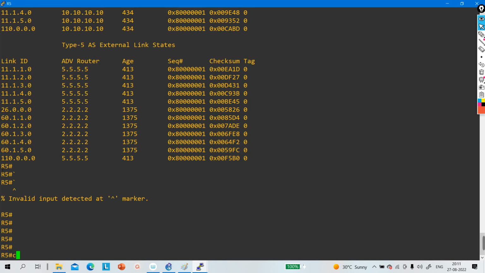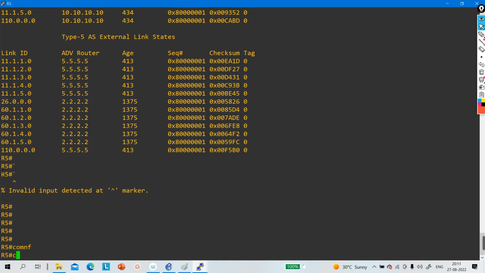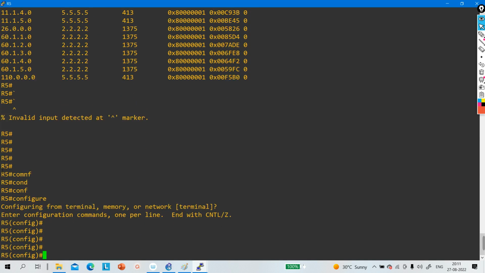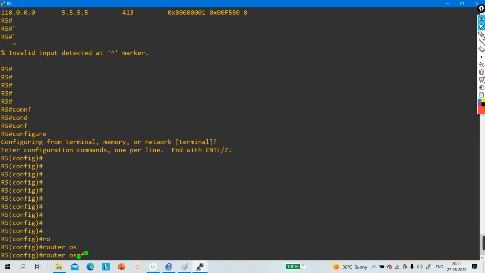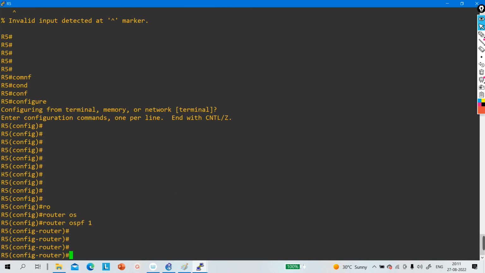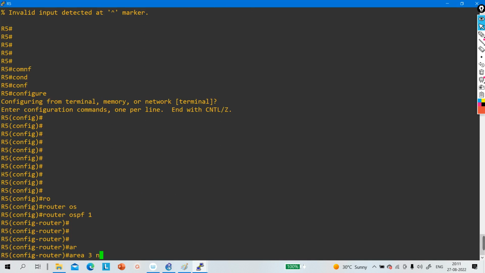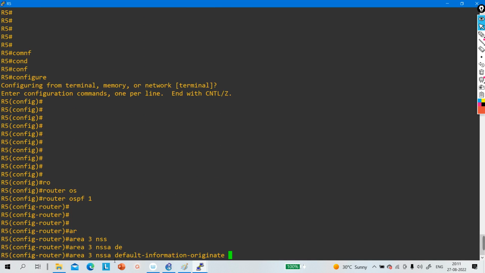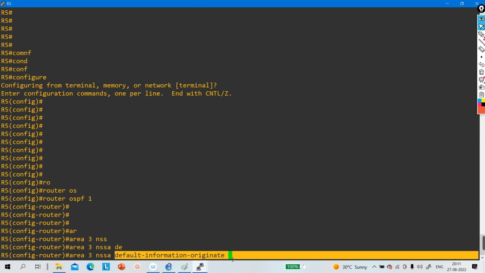So you have to run one command on router 5 so that router 5 will also start generating the default route in the form of LSA 7. So go to router OSPF process ID 1 and area 3 NSSA default-information originate. After running this command, this router will become ASBR, right? So it's showing wrong output. This is a problem of GNS3. On a real device, you will never see that this router is ASBR before running this command.